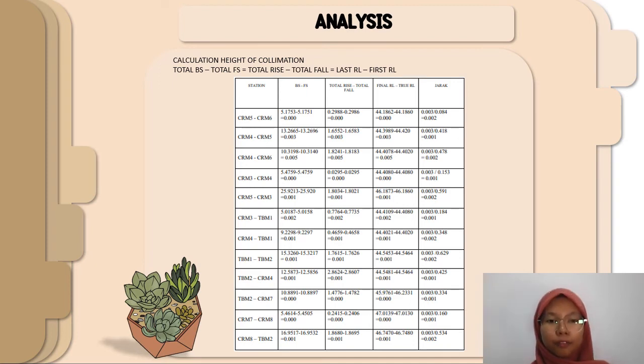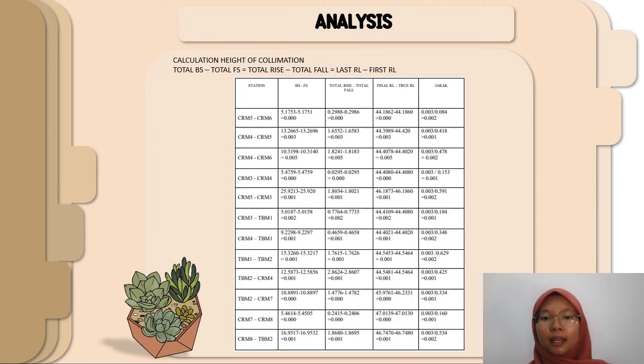And the next is CRM4 to CRM5. The height of collimation is 0.003, and the misclose is 0.001. From station CRM4 to CRM6, the height of collimation is 0.005, and the distance of misclose is 0.002. You can see the next, CRM3 until CRM4, the height of collimation is 0, and the misclose is 0.001.